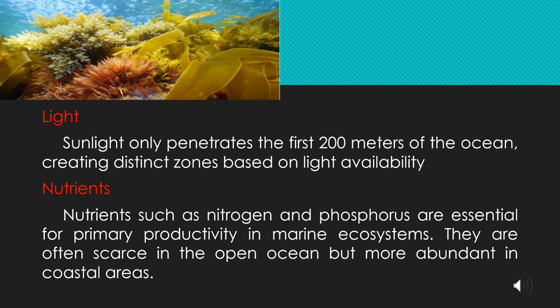And then light. Sunlight only penetrates the first 200 meters of the ocean, creating distinct zones based on light availability. And then nutrients. Nutrients such as nitrogen and phosphorus are essential for primary productivity in marine ecosystems. They are often scarce in the open ocean but more abundant in coastal areas.